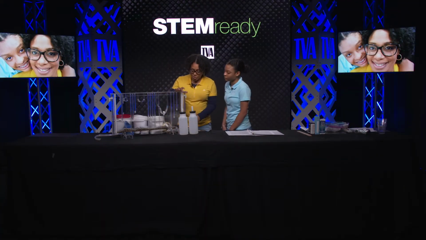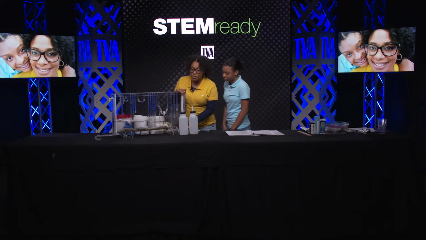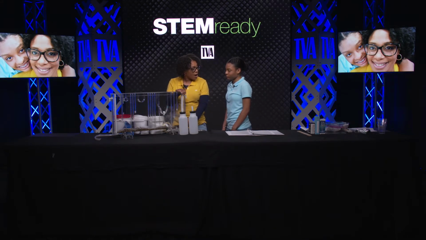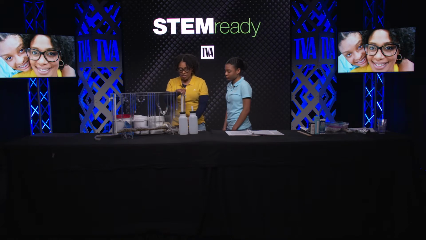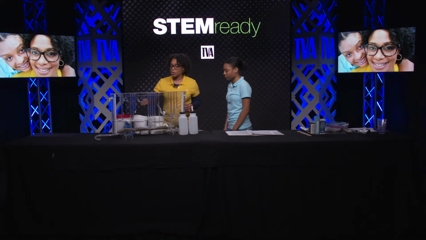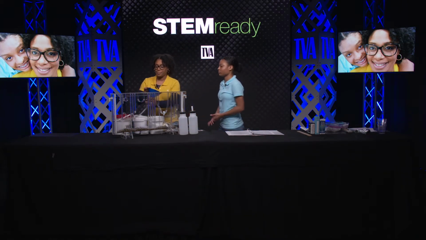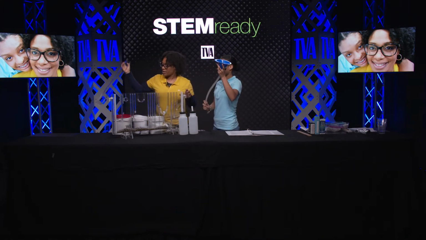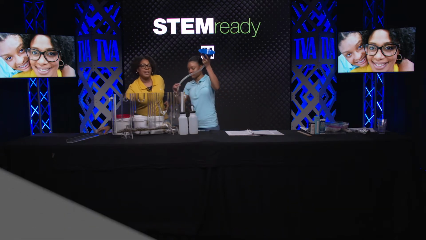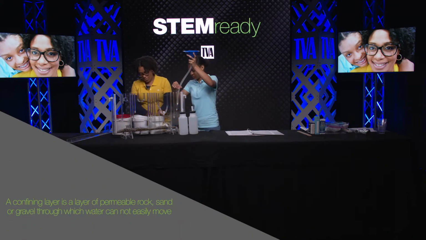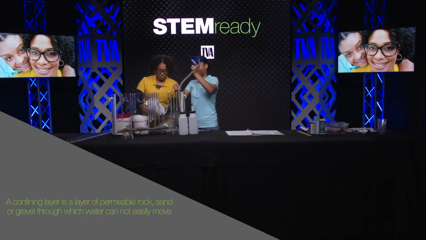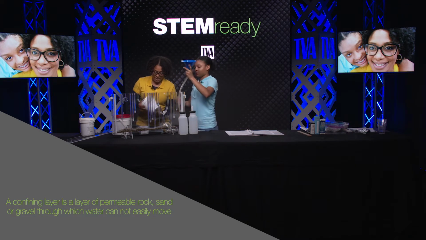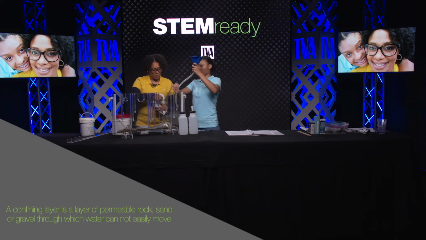As you can see here, we already have part of our first layer inside of our model, and this first layer is going to be our confining layer. Okay, so this is our confining layer of sand. So we're going to funnel some more of our confining layers as we create our aquifer. So first, we locate our confined aquifer sand.